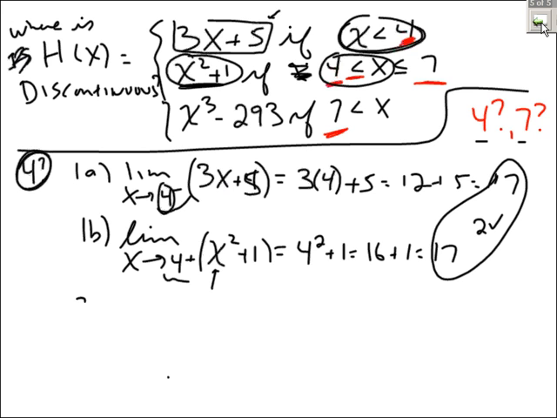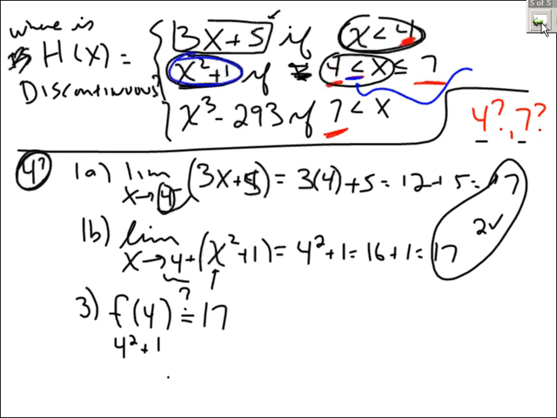Now, statement number 3 says that f of 4 must equal the common limit. I kind of drew on the definition, but remember we had the equal sign right there. So x can equal 4. So we use x squared plus 1 to find the value at 4. 4 squared plus 1, 16 plus 1. Does it equal the common limit? And of course it does. 17 equals 17.